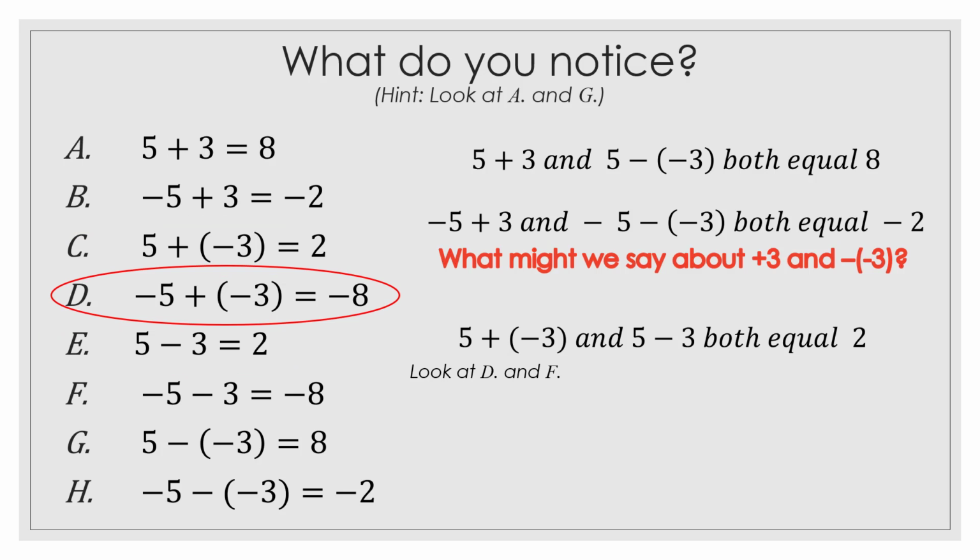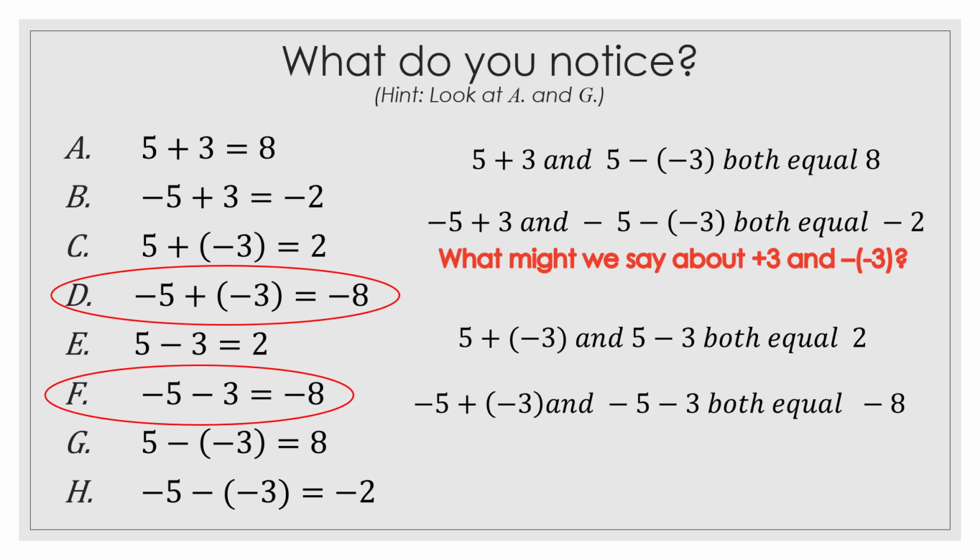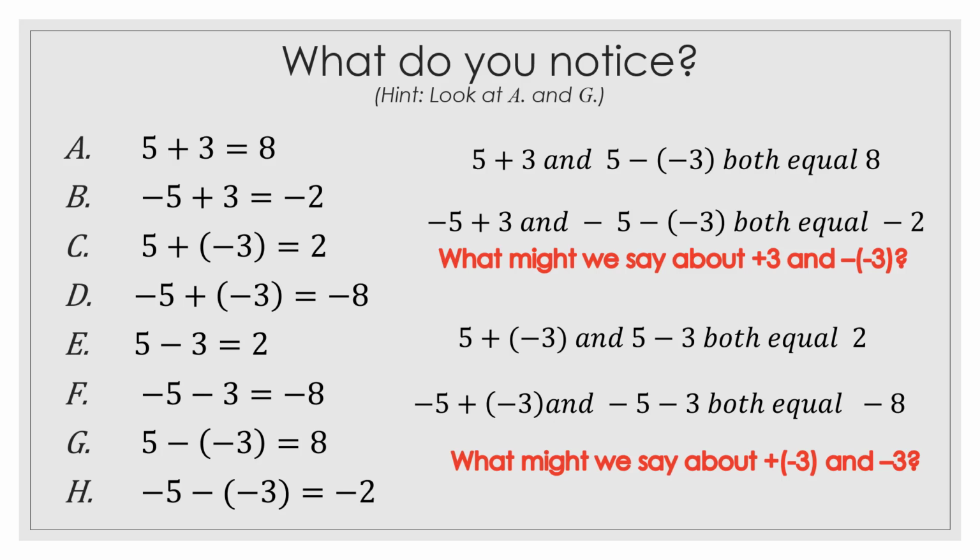What about D and F? Negative 5 plus negative 3 equals negative 8. Negative 5 minus 3 equals negative 8. So they both equal negative 8. So what could we say about plus negative 3 and minus 3, or take away 3? Let's go back up and answer that first one.